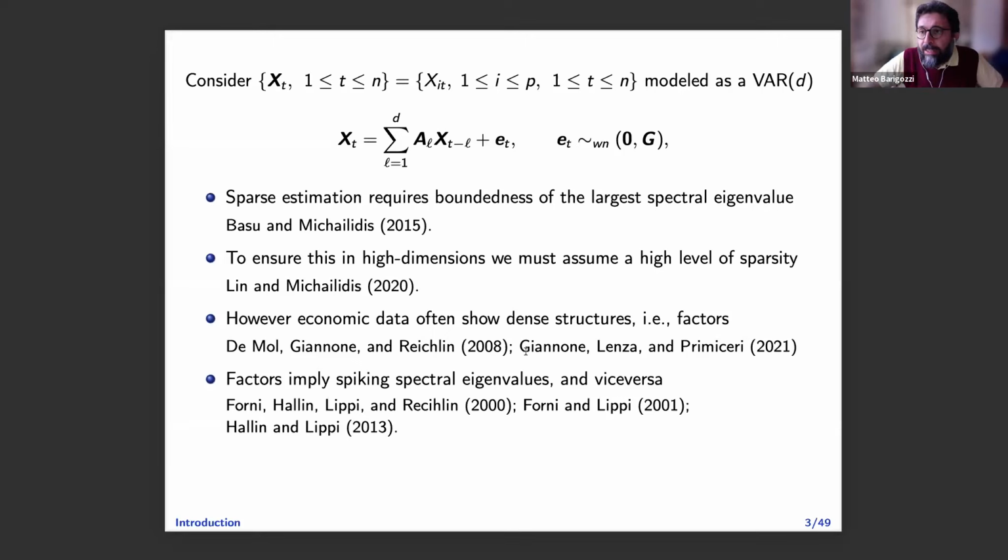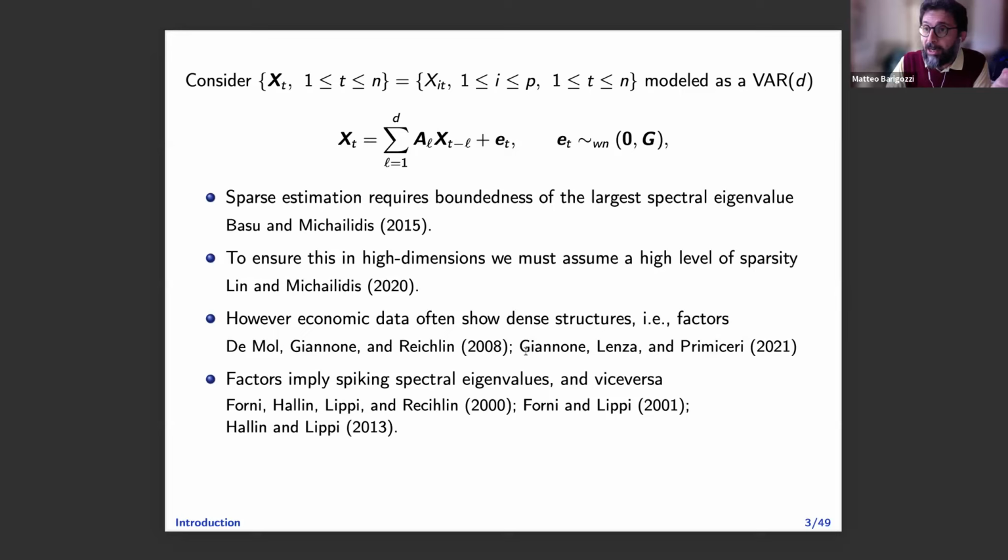And on the other hand, there are theoretical results that tell us that if you have common factors, then you will have spiking spectral eigenvalues, in the sense that if P increases, the eigenvalues of the spectral density matrix, at least the largest one, will explode. But most importantly, the result by Forni and Lippi, and then Forni, Hallin, Lippi, Reichlin, and then a more recent paper by Hallin and Lippi, show that the vice versa is also true. If there are spiking eigenvalues, then there are common dynamic factors. This is not straightforward to prove, okay? So if you find that, and you follow that theorem, then you should include the presence of dynamic factors.